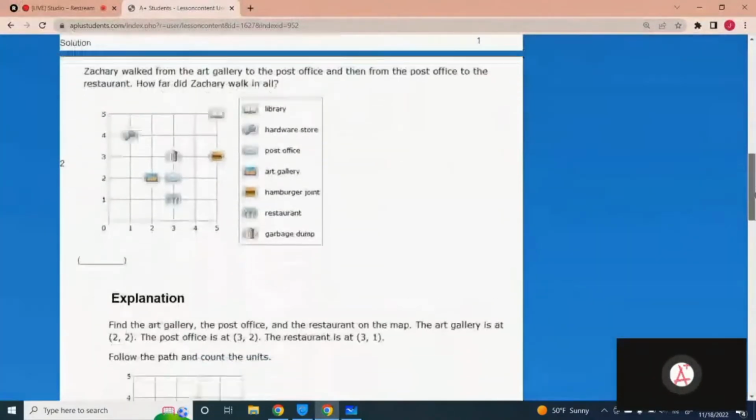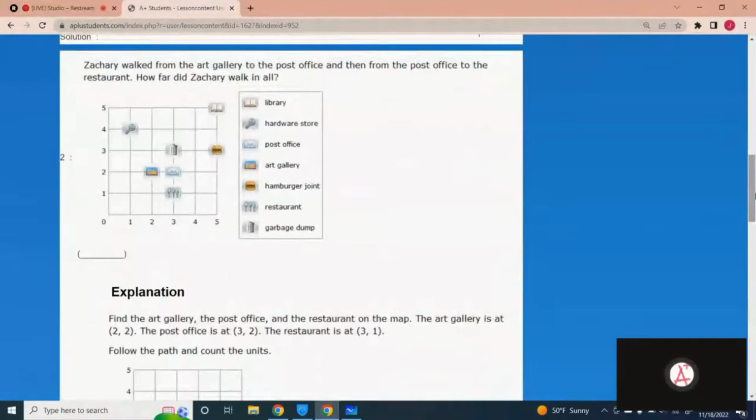Okay, just look at this one. Zachary walked from the art gallery to the post office and then from the post office to the restaurant. How far did Zachary walk in all? Okay, so where is the post office? This is the post office. Here is the art gallery, and from the art gallery to the post office you have just 1 unit. Got it? Then from the post office to the restaurant.